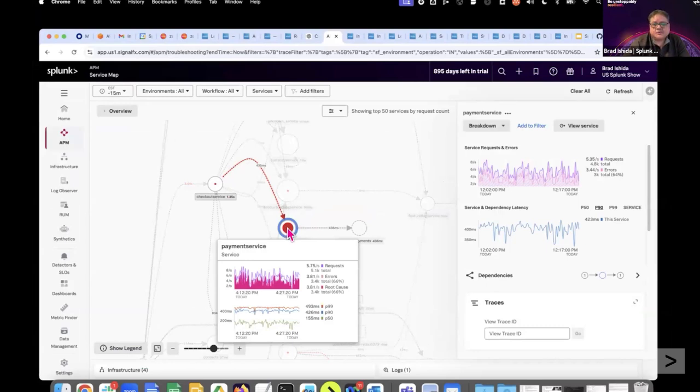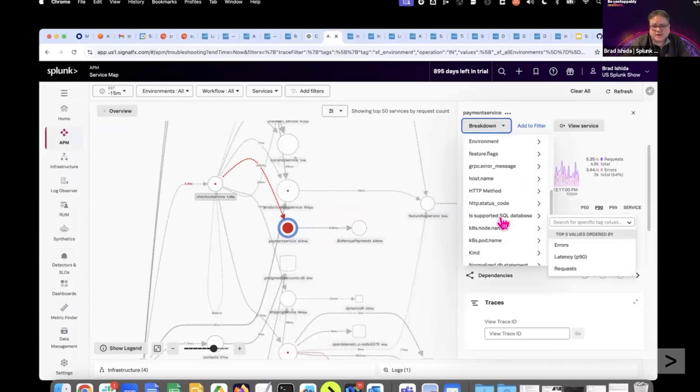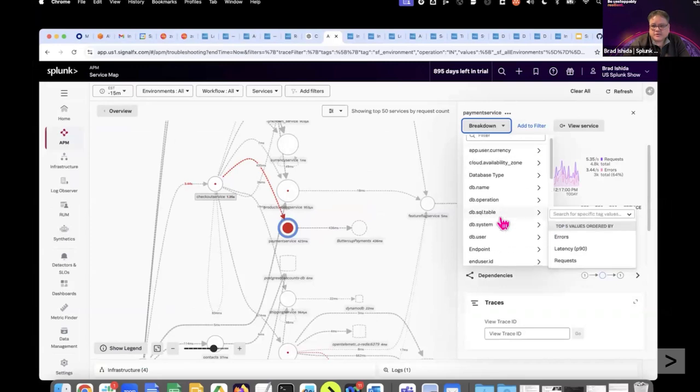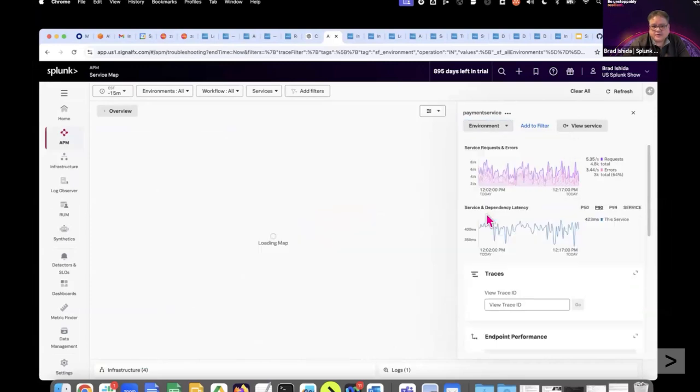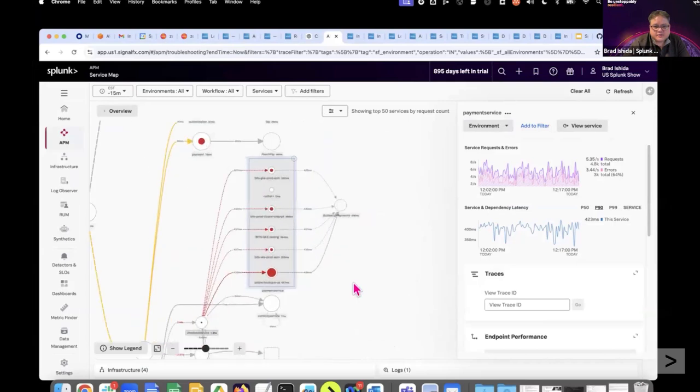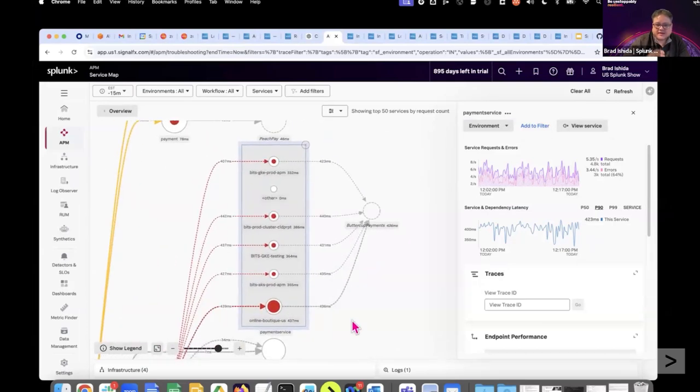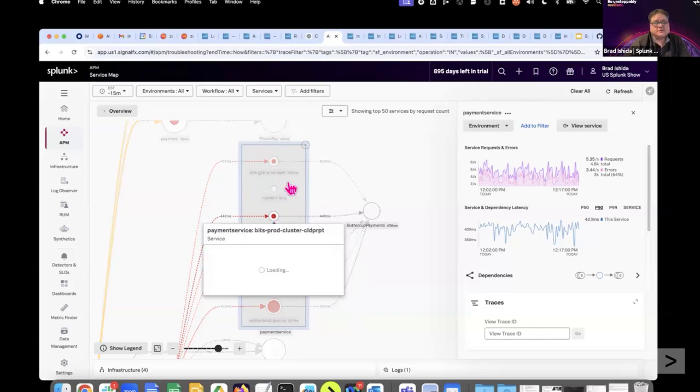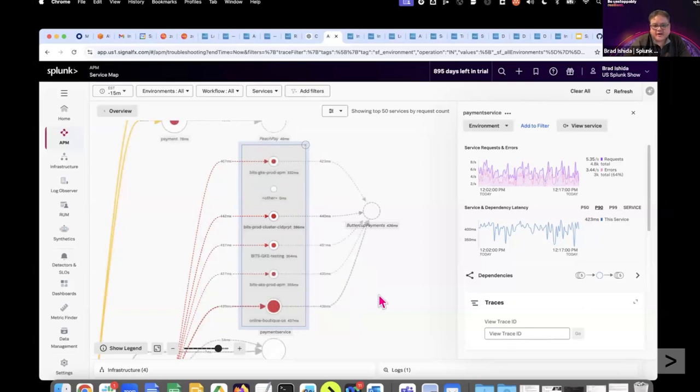So being able to break down this view based on something like deployment environment can give me a really interesting view. Let me find environment. So that payment service, that single circle that's representing a service, I broke that down by a deployment environment value, and we can see that the overall service is now represented by this rectangle, and then all these smaller services or circles represent the different environments that that same service is running in.